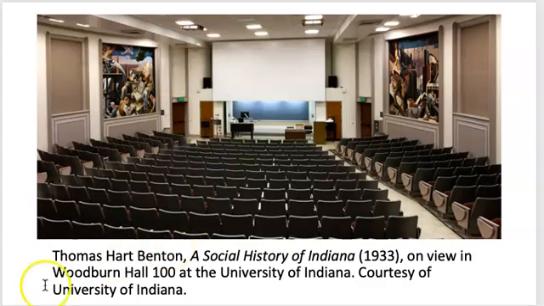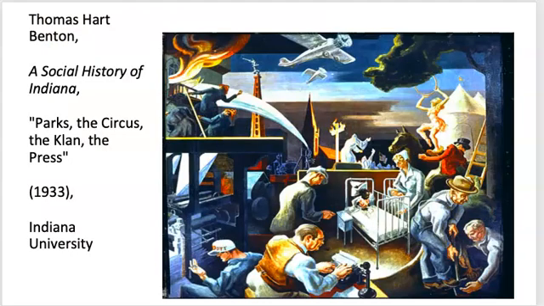It's called A Social History of Indiana from 1933. And it's actually a little controversial. So the title of it is Parks, the Circus, the Klan, and the Press. And so we see all of that imagery in this painting. Back here we do see the Ku Klux Klan with the burning cross, and we see a journalist here that's writing.